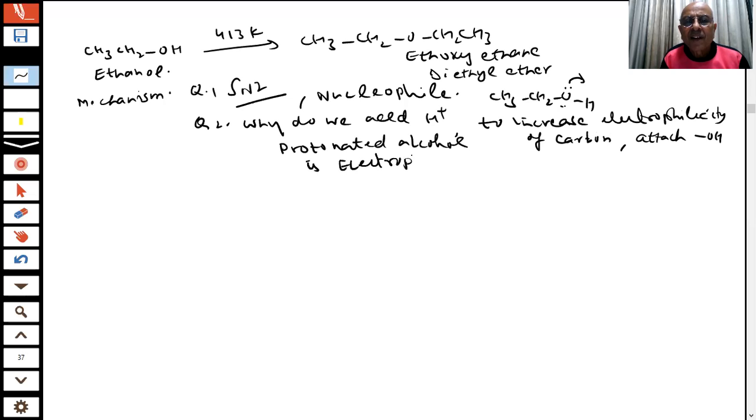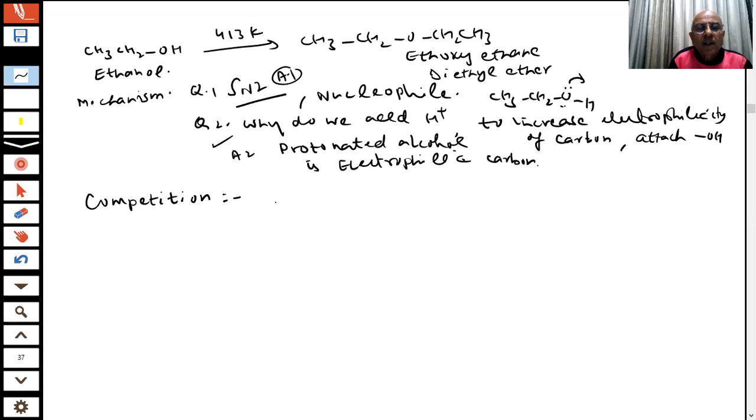So when I discussed alcohols, I told you this question is also important. We have answered every question. Answer one: SN2 reaction. Answer two: protonated alcohol has electrophilic carbon. Where will the attack take place? Now you are saying there is a competition going on, students. Competition has started.